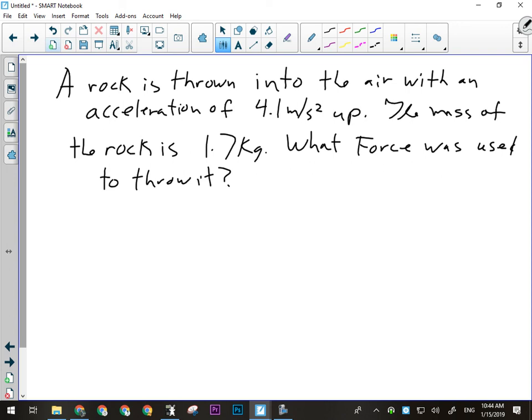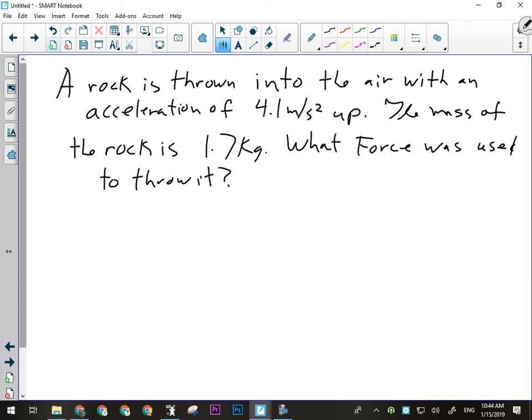Okay, so we have a rock thrown into the air. Its acceleration is 4.1 meters per second squared up. The mass of the rock is 1.7 kilograms. We're looking for the force that was used to throw it. Now, remembering that the request was for an elevator question, this is still an elevator question, even though it doesn't say elevator, it says rock.